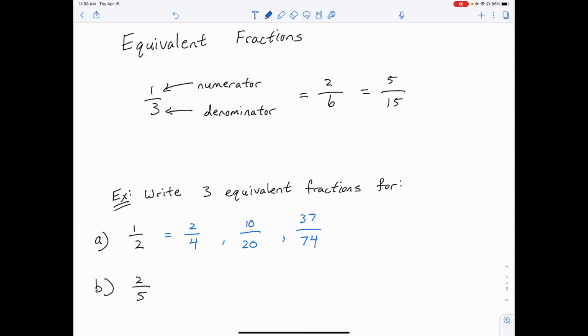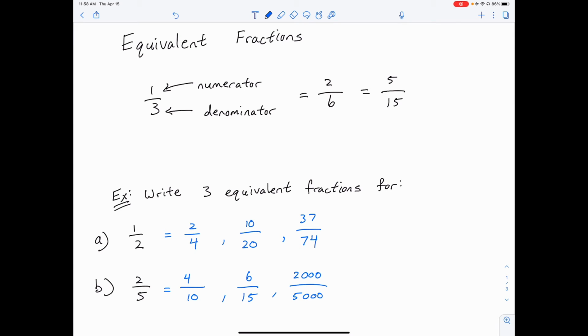For 2/5, again, you can do the same thing. So you can easily multiply both by 2 to keep it simple. So 2 times 2 would give us 4, and 5 times 2 would give us 10. So 4/10 would be an equivalent fraction to 2/5. We can also multiply both by 3. So 2 times 3 would give us 6, and 5 times 3 would give us 15. And the last one, just for fun, let's multiply both by, let's say, 1,000. So 2 times 1,000 would be 2,000, and 5 times 1,000 would be 5,000.